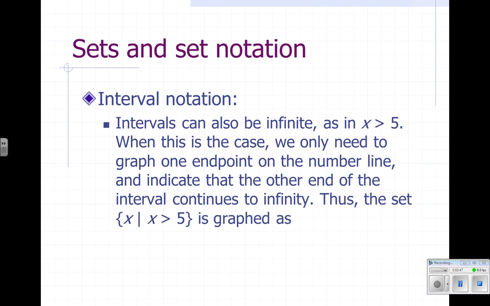Intervals can also be infinite. When we write x is greater than 5, we only need to indicate one endpoint on the number line and indicate that the other end of the interval continues on infinitely. Thus, our set of all real numbers x such that x is greater than 5 would be graphed as a round bracket at 5 facing to the right, a solid line darkened in, and an arrow pointing off to the right along our number line. We do not need to indicate the other end because it goes on to infinity.